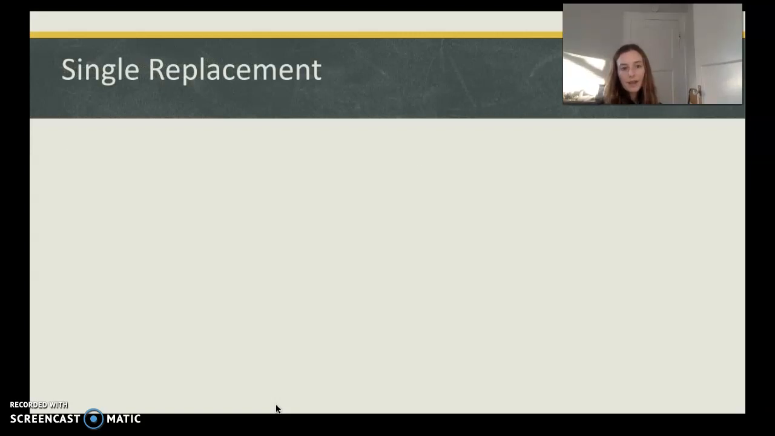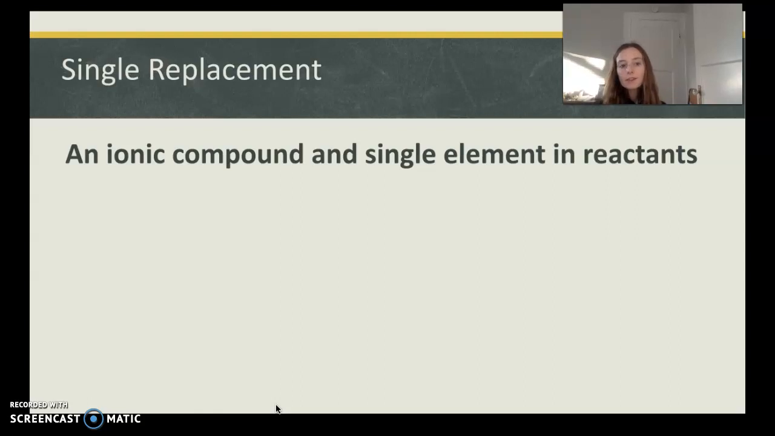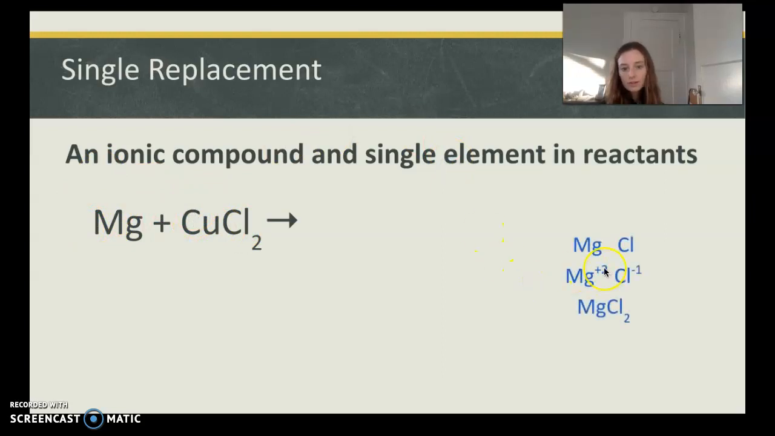Single replacement. This is when one element gets replaced by another. So if we see an ionic compound and a single element in the reactants, like this, we know it will be single replacement. So my 2 cations are going to replace each other in this case. So Mg is going to kick Cu out. So I'm going to have Mg and Cl together. So I'm going to need to figure out how many of each I need. And I do that by looking at the charges.